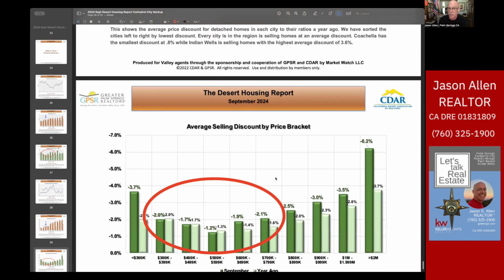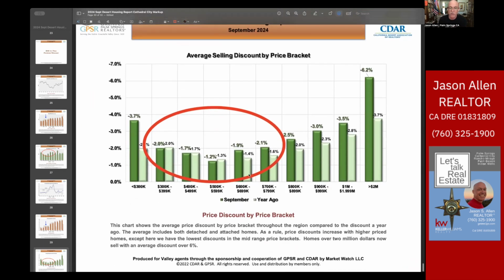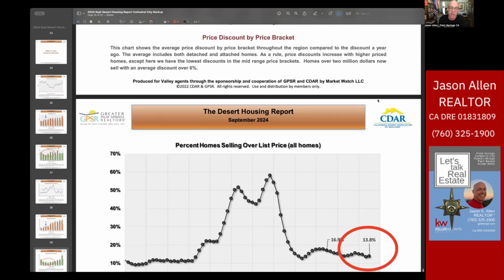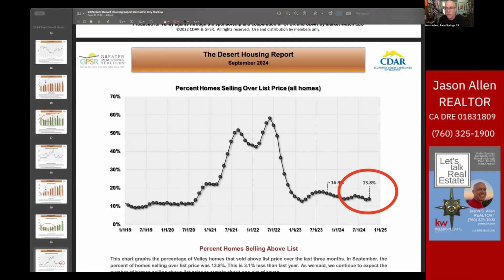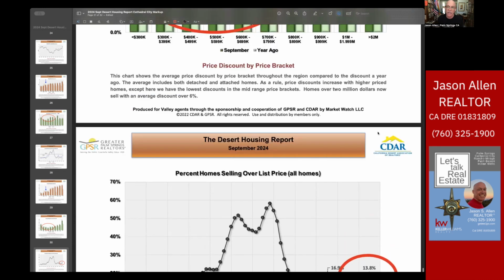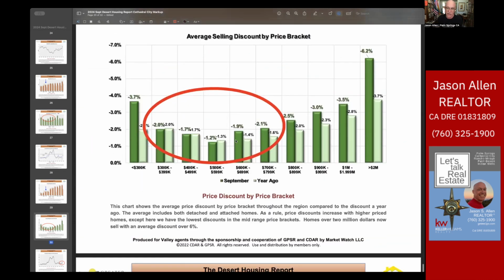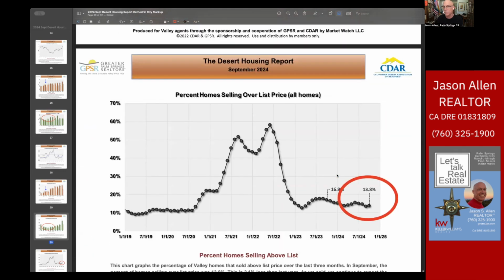And then if we look at average selling discount by price bracket, again, very informative. Until you get over $2 million, are you in the 6%? That's dramatic. Why would someone sell at that? Why not simply lower their price by that much and attract more buyers? But be that as it may, that's a different conversation. And then there is a percentage of homes that are selling over asking. On average, 13.8% of houses are selling over their asking price. Now, clearly, that's driving this number down, but you get the idea.